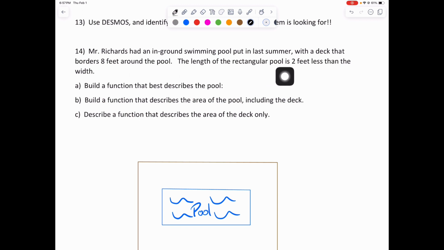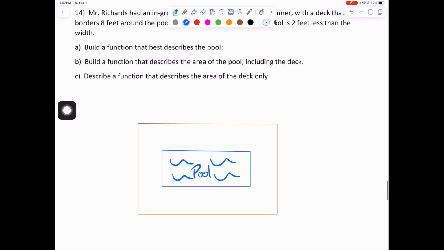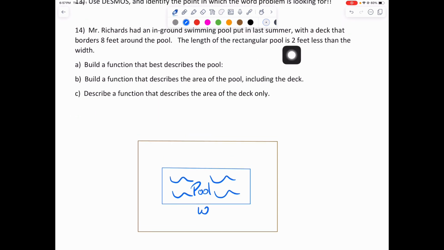The length of the rectangular pool is 2 feet less than the width. Letter A. Build a function that best describes the pool. All right, well, here we go. Here's our width of the pool, and the other side of the pool is 2 feet less than the width. So this would be W minus 2.